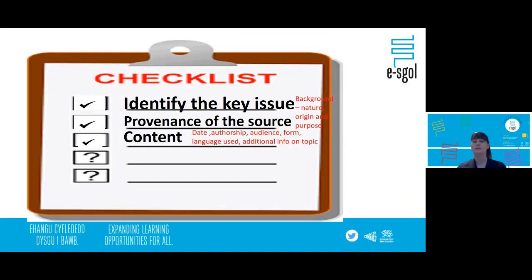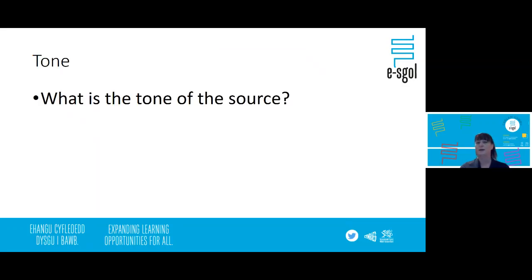Now, in doing the content, OK, because I've looked at the attribution as well, I've got a date, I know who's written it, I know who the audience is, who's going to receive this information, I know the form it takes, that it's a newspaper or a letter or a speech. I've started to look at the language because that is what I've just read in the content, and I'm also starting to think about additional information on the topic as well.